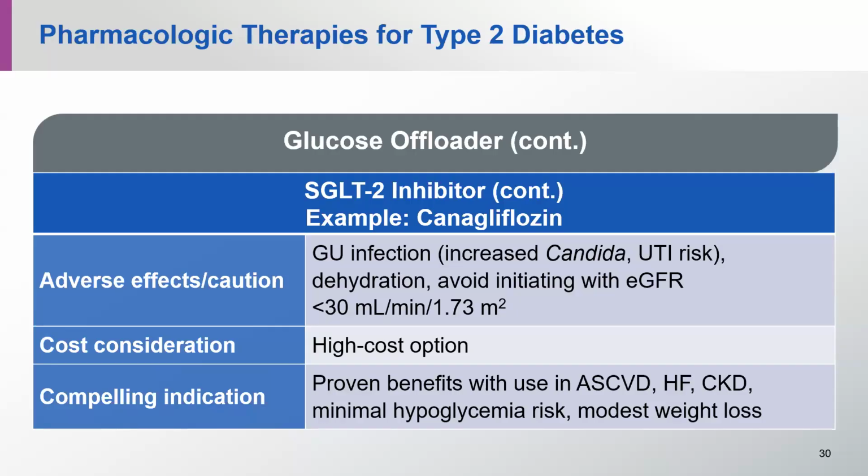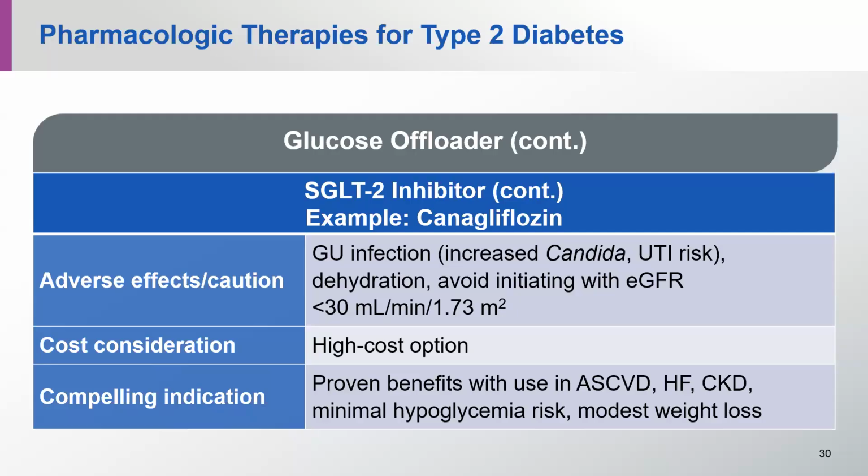This next one, avoid initiating with an estimated GFR of less than 30. Again, put a little asterisk next to that because nephrology is crazy about this drug class. And I see them saying, yeah, the GFR is in the high 20s, the person's doing okay. Maybe we leave them on this because of what we know about the helpfulness in CKD. Cost, high cost, and compelling indication, proven benefits with ASCVD, heart failure. There's actually an SGLT2I on the market now, labeled specifically for people who don't have diabetes but are in heart failure.